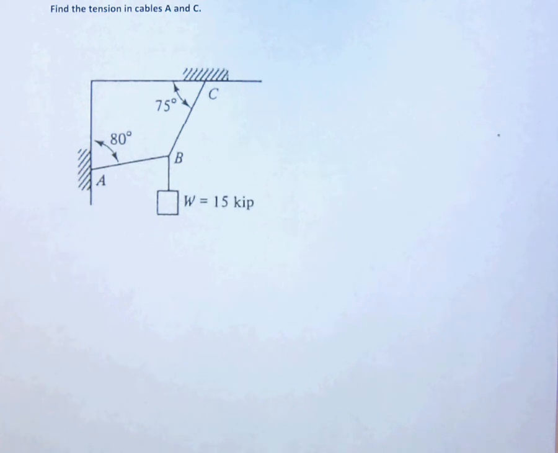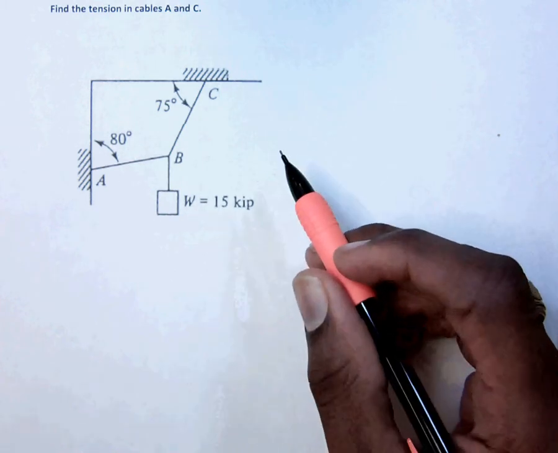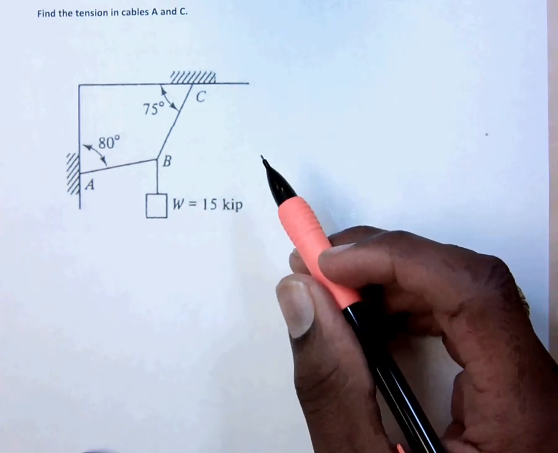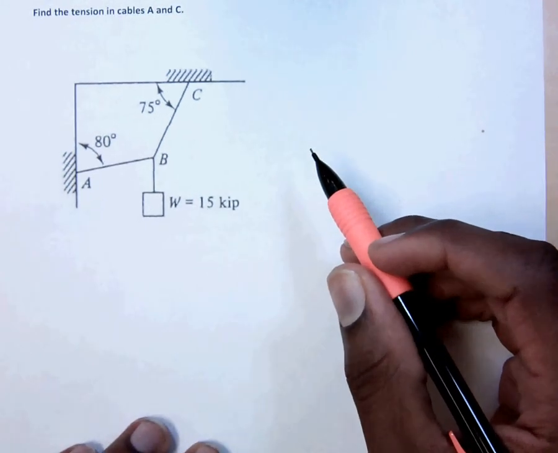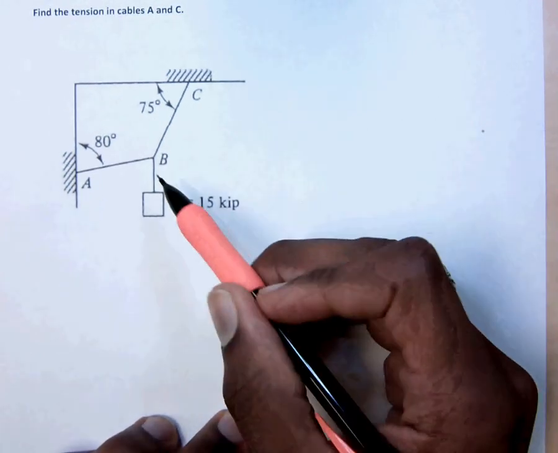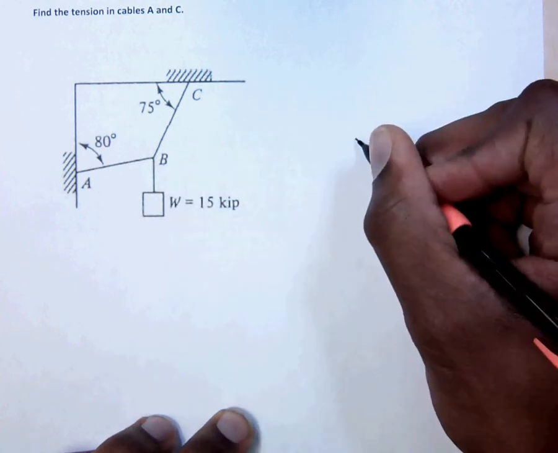I'm going to do an example problem in which we are trying to find unknown forces on a system in equilibrium. Okay, so the first thing that I'm going to do is draw my free body diagram. So I'm going to go over to the side. I'm going to draw a free body diagram based on this point at B.